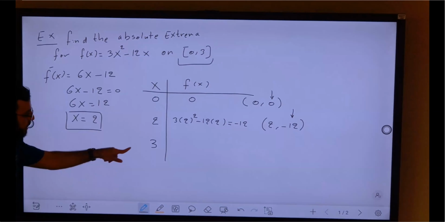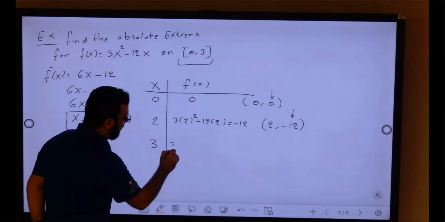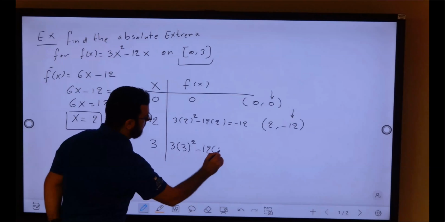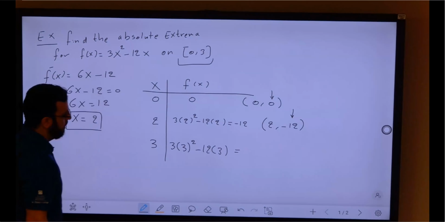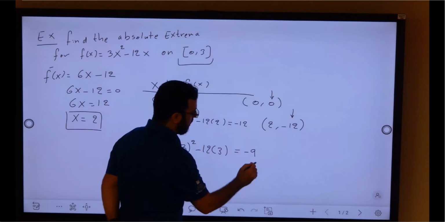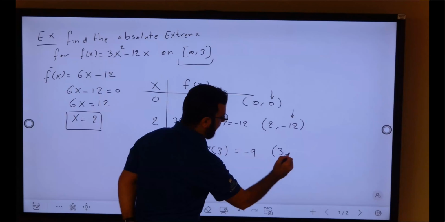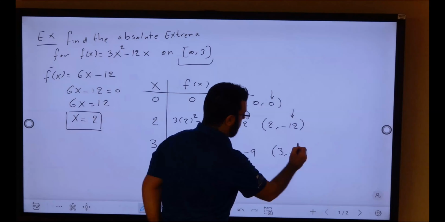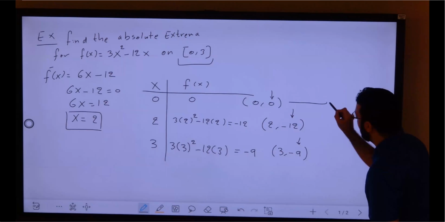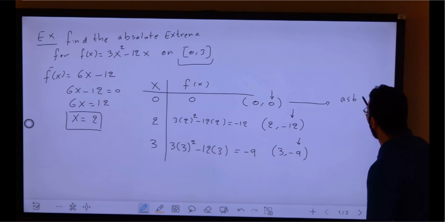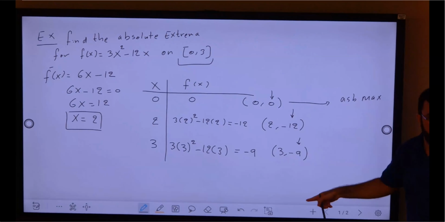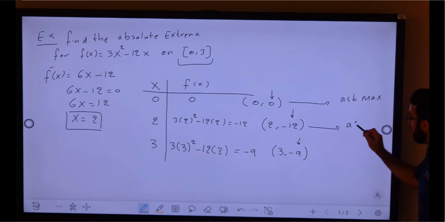So for the third point, you're going to plug in 3. That means 3 times 3 squared minus 12 times 3. It's going to equal what? 27 minus 36, negative 9. So it's going to be 3 and negative 9. Look at the y. So now we can tell. This is the maximum, which is the absolute max. Now these 2 points are minimum, but this one is the absolute minimum.